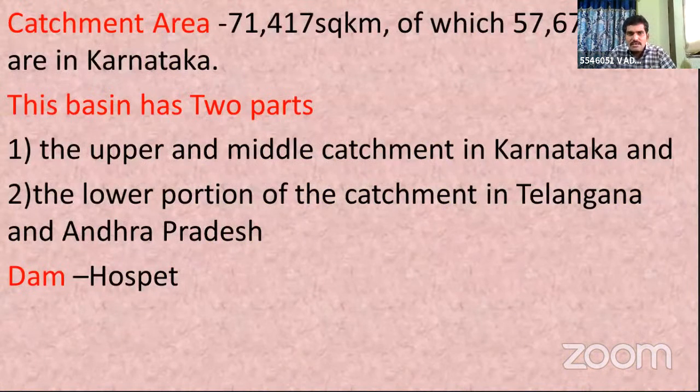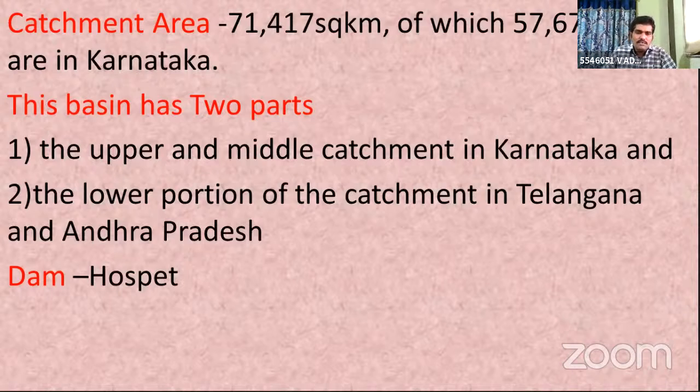So the total catchment area of Tungabhadra river is 71,417 square kilometers. In that, the major part of the catchment area lies in Karnataka, nearly 57,671 square kilometers. So this basin has two parts. The upper and middle catchment area is located majorly in Karnataka, and the lower portion of the catchment area lies in Telangana and Andhra Pradesh.